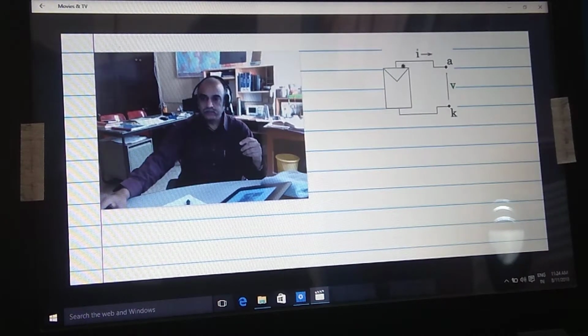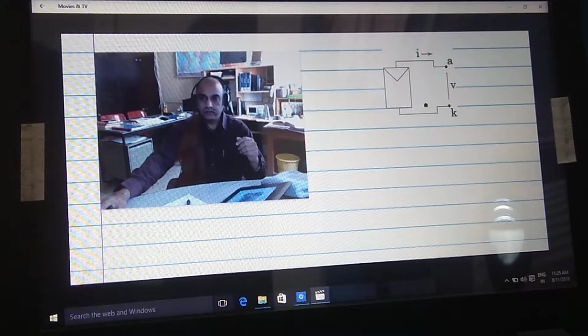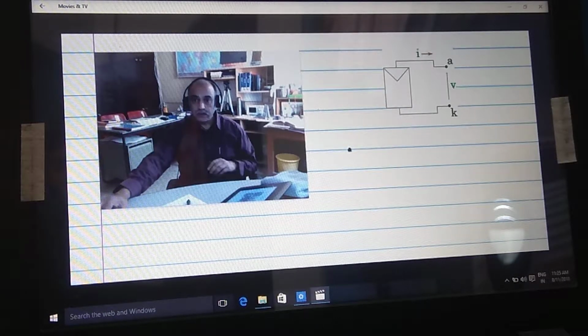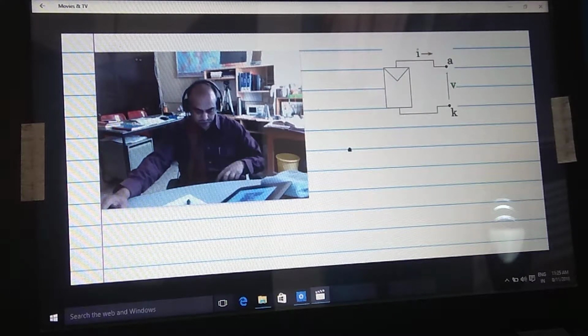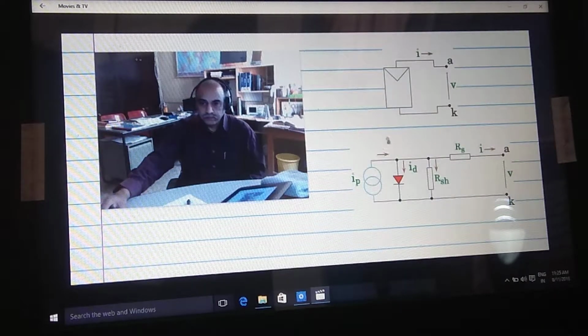Photovoltaic cell. The terminal voltage V and the terminal current I that is supposed to flow out of the terminal A here is indicated. And we also know, we have seen before, the equivalent circuit model of this photovoltaic cell, and that is like this.